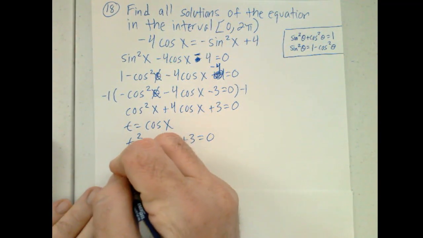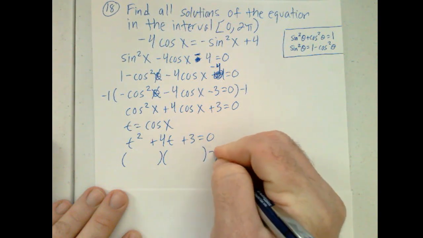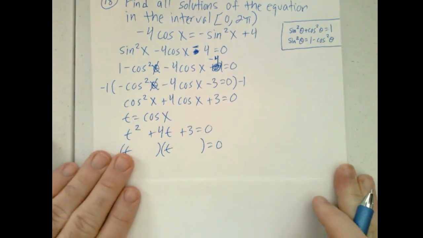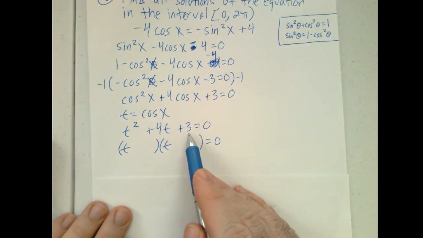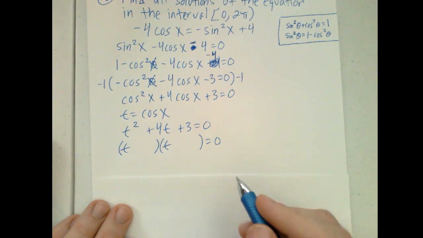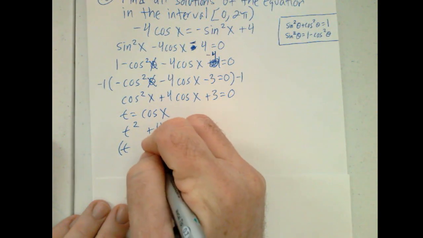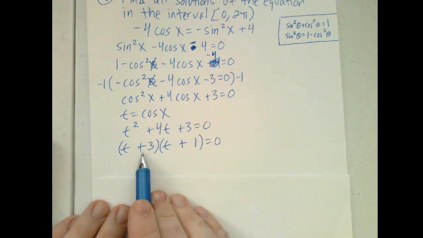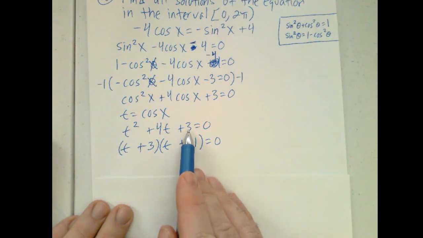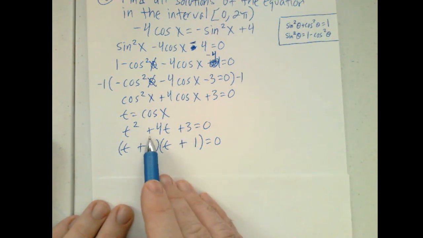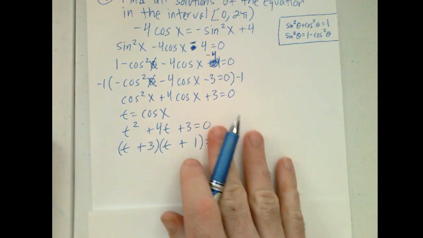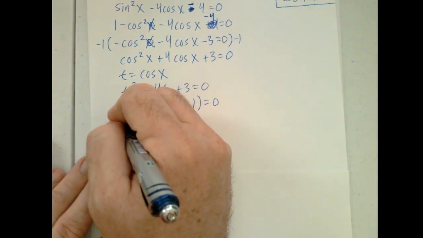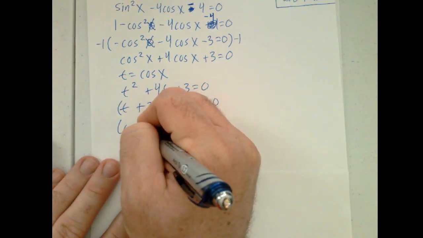Alright, so then we factor that like we did in Algebra 1, Algebra 2. We need two numbers that multiply to be 3 and sum to be 4. So the two numbers that multiply to be 3 are 3 and 1, and it'll be a positive 3 and a positive 1, because positive 3 times positive 1 is positive 3, and then you sum these two, it'll be a positive 4. So the next step is to sub back in cosine x for t.